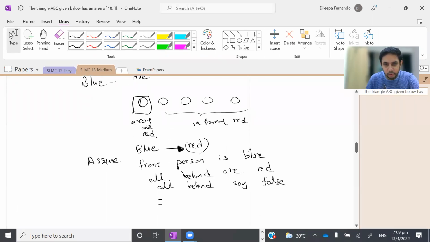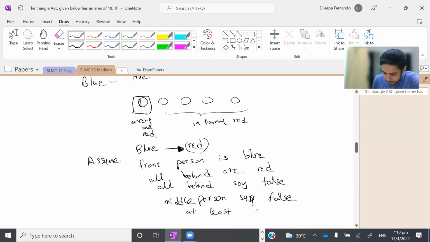All behind say false. But the problem is a person in the middle of the queue, all behind him is false. That means the middle person says false. So that means there is at least one person behind who is blue.